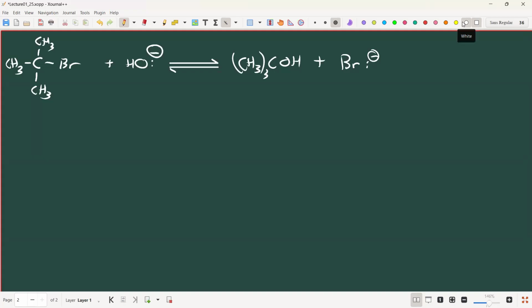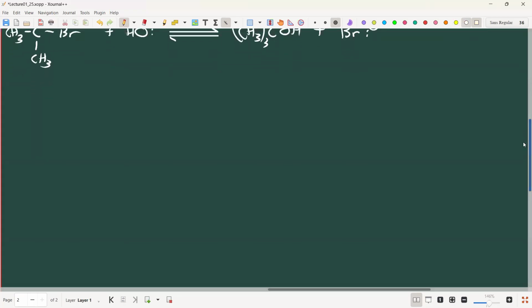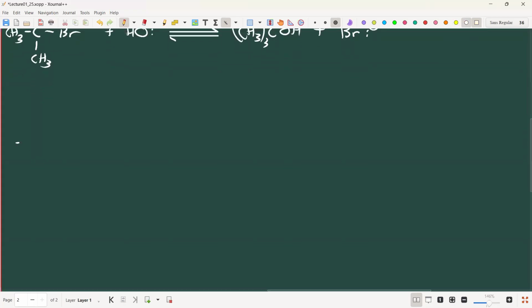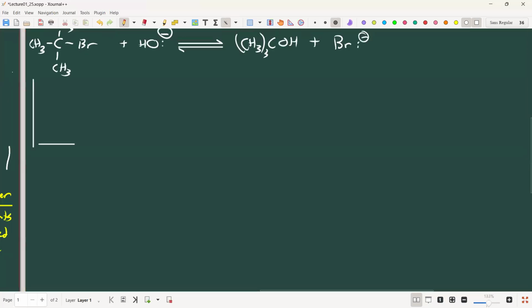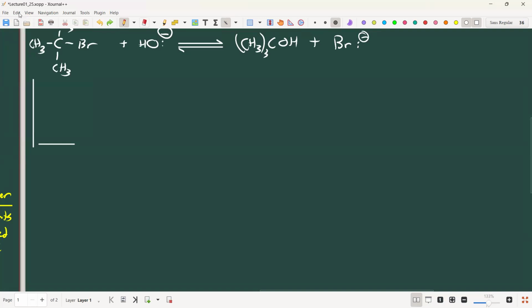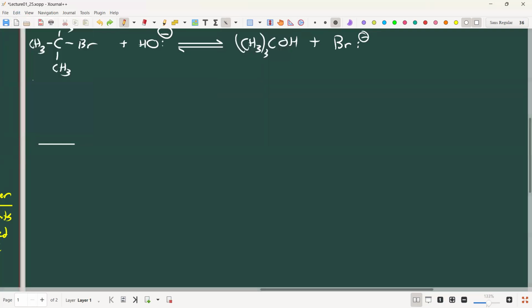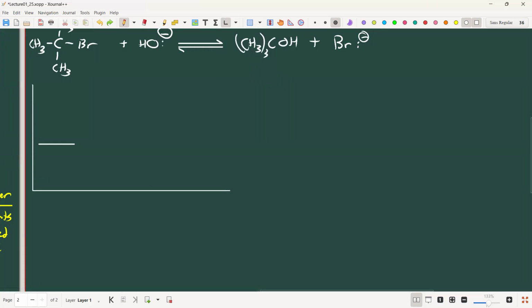So let's think a little bit about this reaction. The way this reaction works is like this. I'm going to write a reaction coordinate diagram for this reaction, so we'll put this reaction on a coordinate system. And this first line here is our reactants.